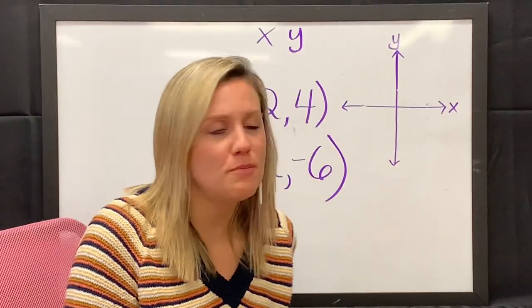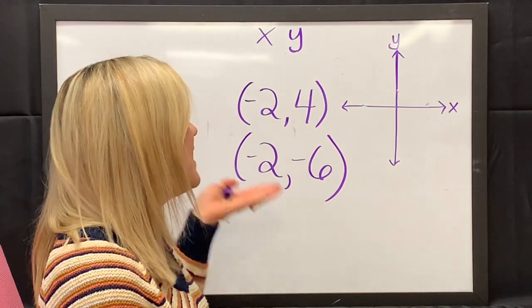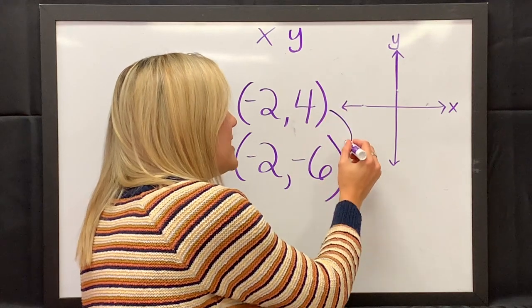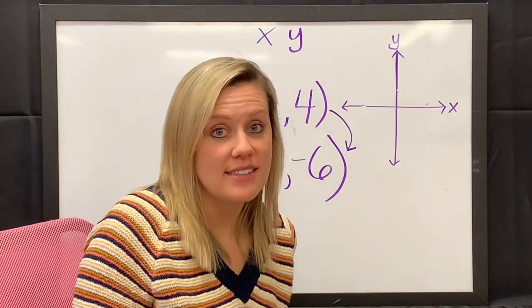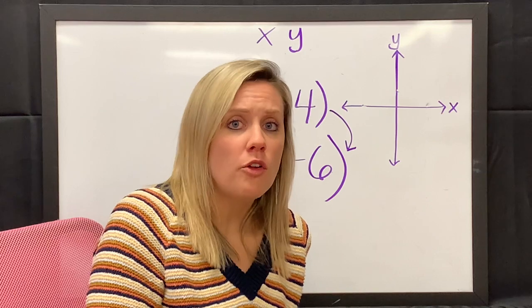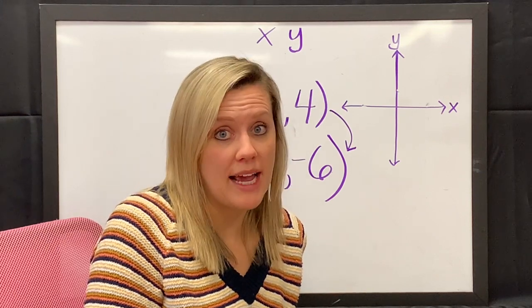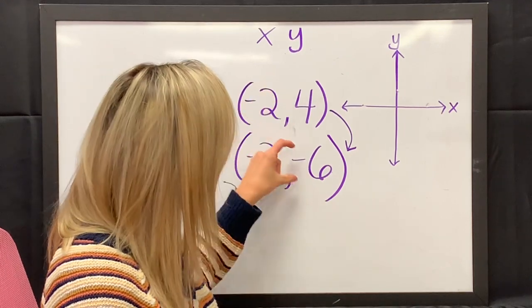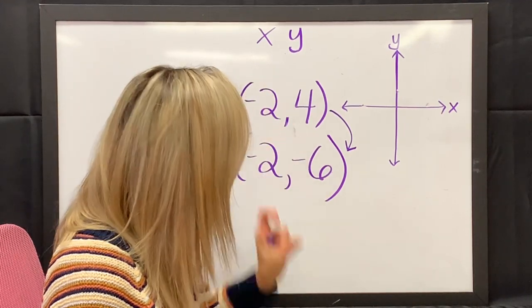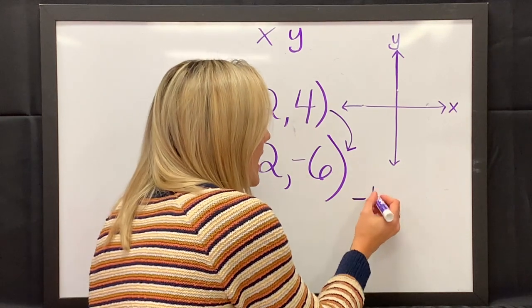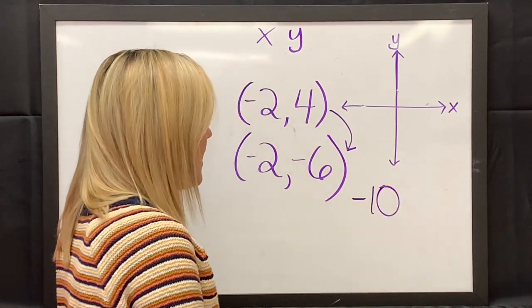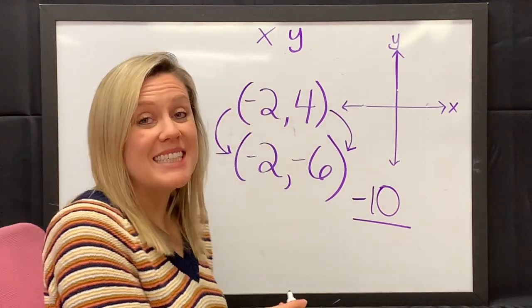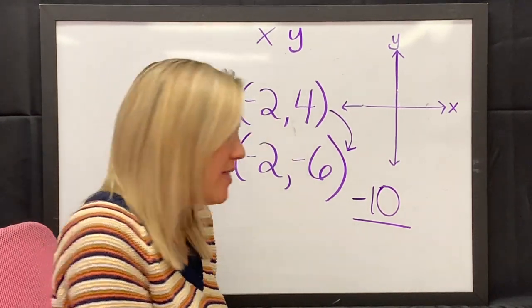Here is my next set of points, negative 2, 4, and negative 2, negative 6. So the first thing I'm going to do is think, what would I add to 4 to get to negative 6? And since negative 6 is smaller than 4, I know I'd be adding a negative number. Okay, so I would have to get rid of that 4 plus go even more in debt to negative 6. So I would need to add a negative 10. Okay, and then over here, what would I add to negative 2 to get to negative 2? And that would be 0.